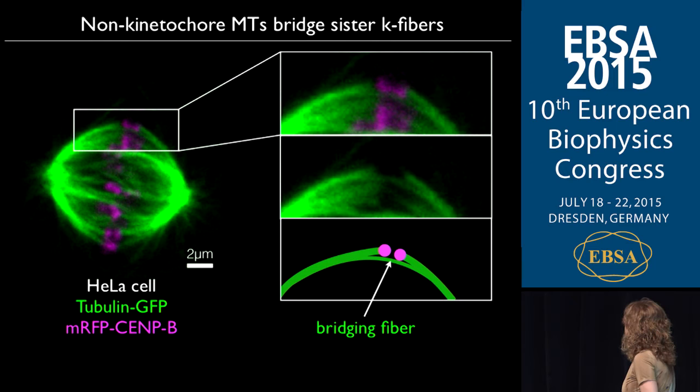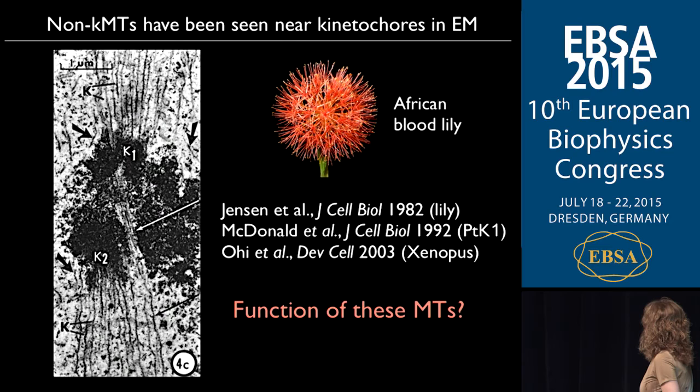Well, first of all, because we have seen such microtubules in live cells. This is a live HeLa cell. Tubulin is labeled in green, kinetochores in pink again. If we enlarge this part of the cell, we see here sister kinetochores. If we look only at the microtubules, we see the K fibers. These are these thicker green lines. And then we see this thin line here. This is our bridge. So we can see these microtubule bridges in live cells during metaphase.